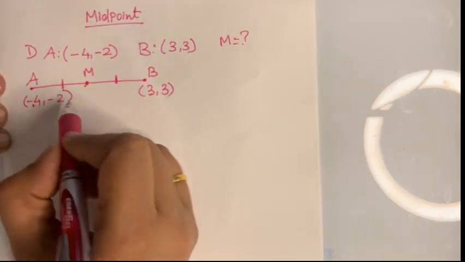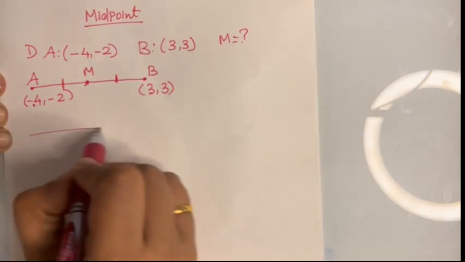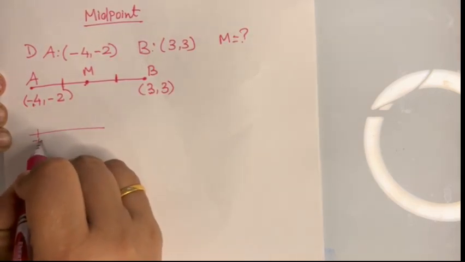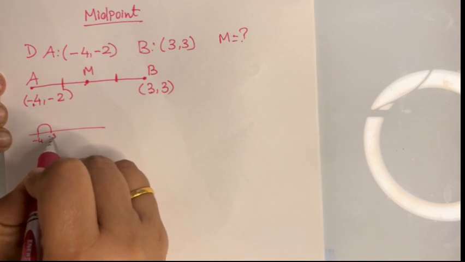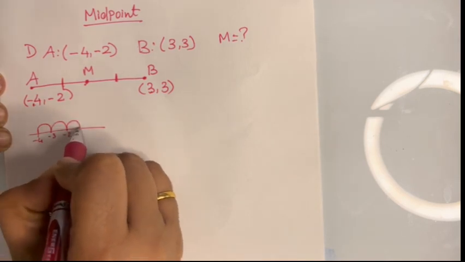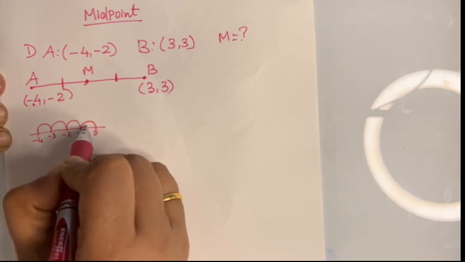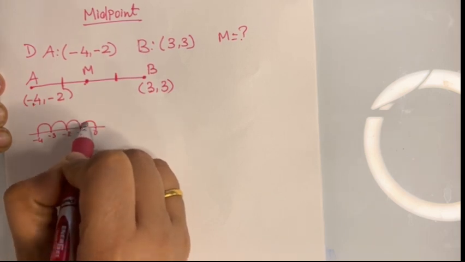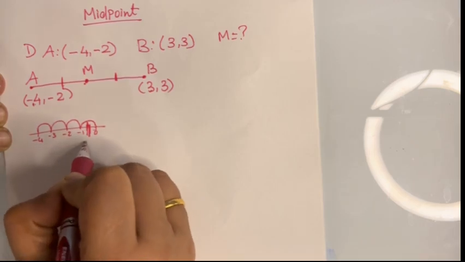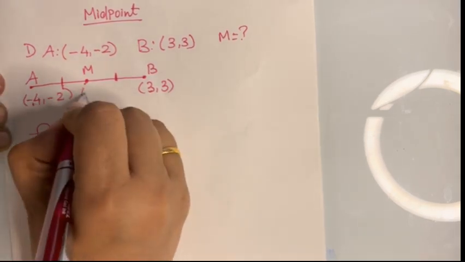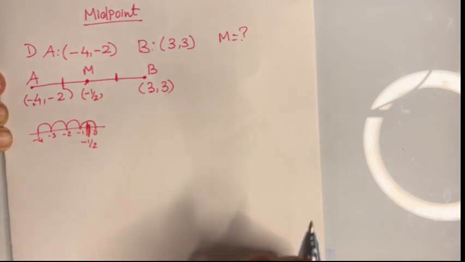If you're thinking about the number line, -4, -3, -2, -1, and this is 0. But I need to take half, so I have to be in the middle, which is -1/2. So -1/2 is my x value.